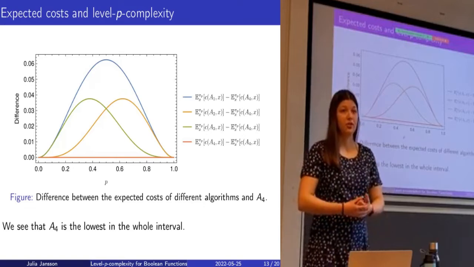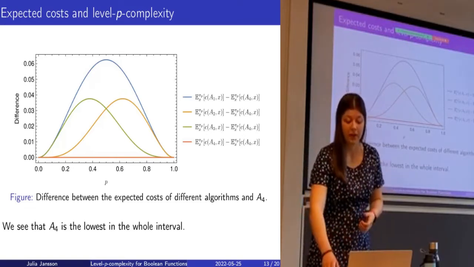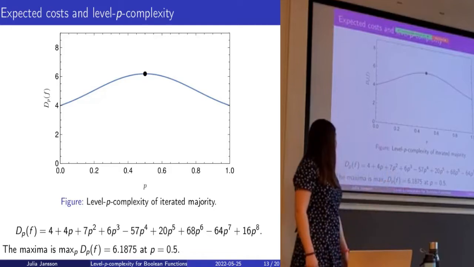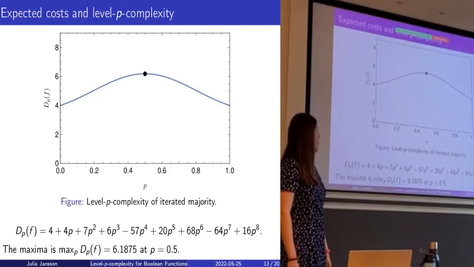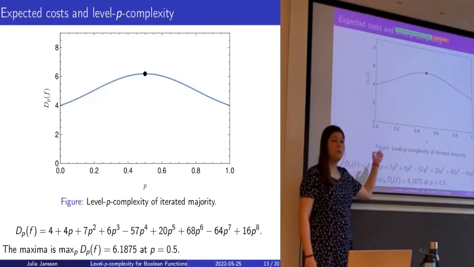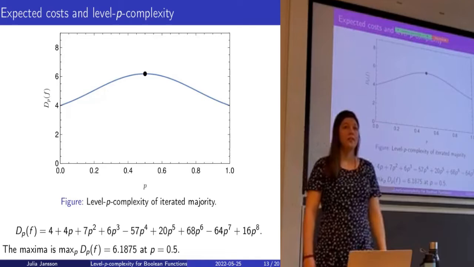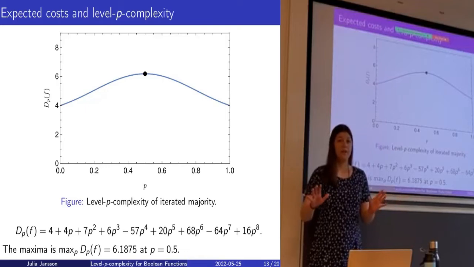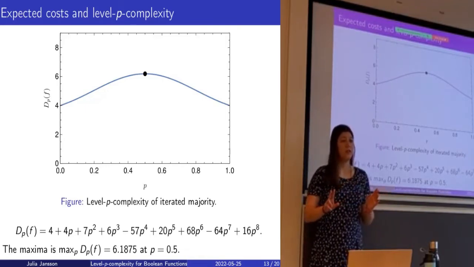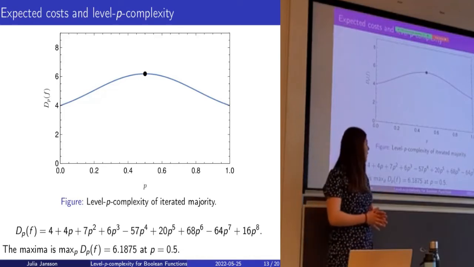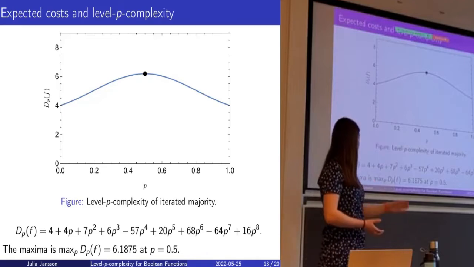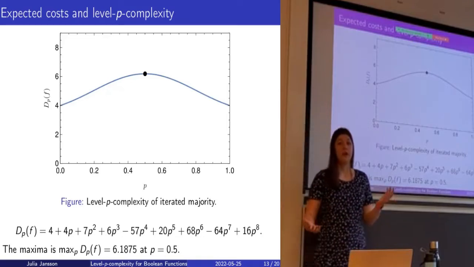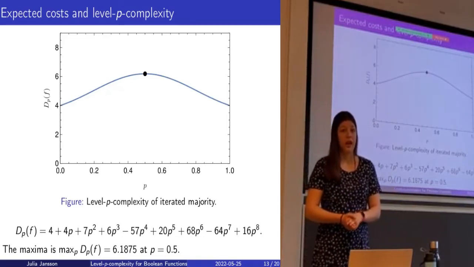And this means that the expected cost of A4 will be the result of the level P complexity. So here we see the result, which is this 8-degree polynomial. And we also see the plot in the graph. And we see that the minima are 4 at p equals 0 and p equals 1. And this means that when p equals 0, we have, for example, all zeros. And in this case, we only have to ask 4 questions because we ask 2 of the blocks and 2 of the questions each in these blocks. But when p equals half, then we have the maximum of 6.1875. And in this case, when zeros and ones are equally likely, we will ask a little over 6 questions on average.